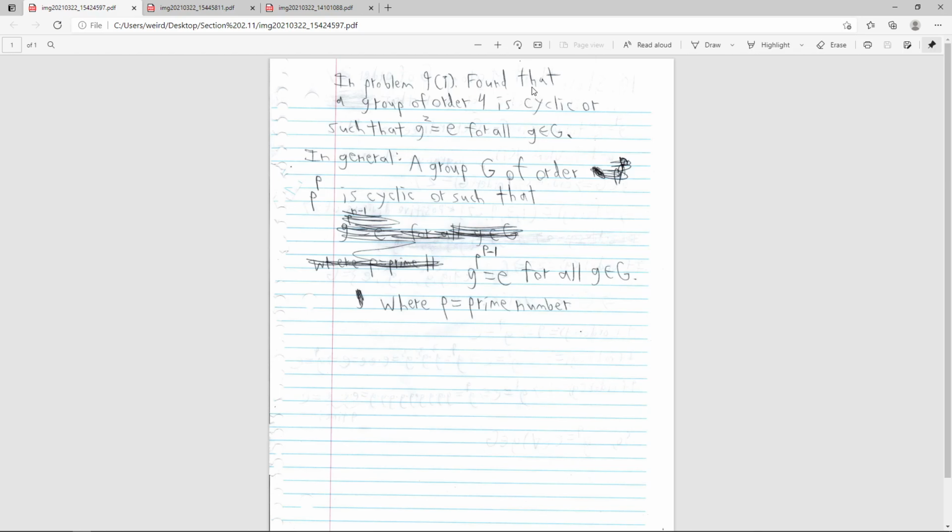Finally, problem 9.1, for this part, found that a group of order 4 is cyclic or such that G squared equals E for all G in G. In general, a group G of order P to the P power is cyclic. P is prime here, P equals a prime number. So a prime number raised to a prime number, that's the group's order, is cyclic or such that G raised to the P power, which is also raised to the P minus 1 power, is equal to E for all G in G.